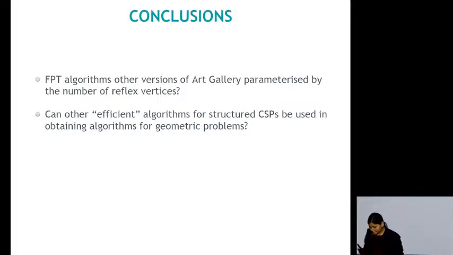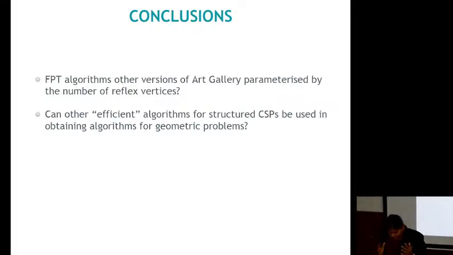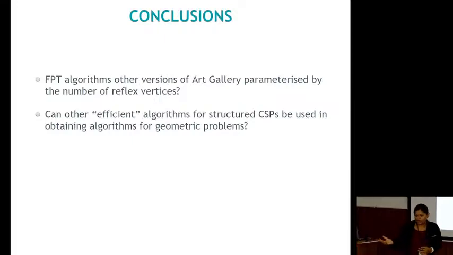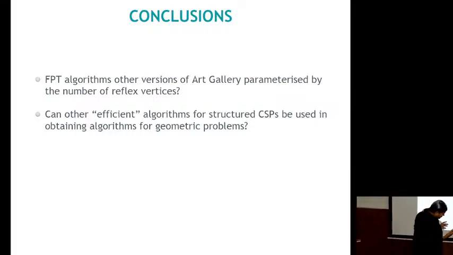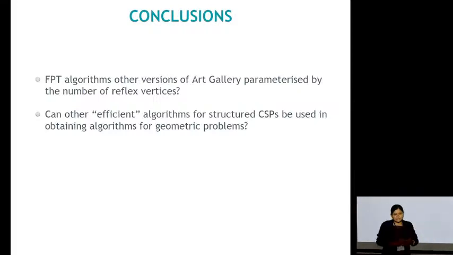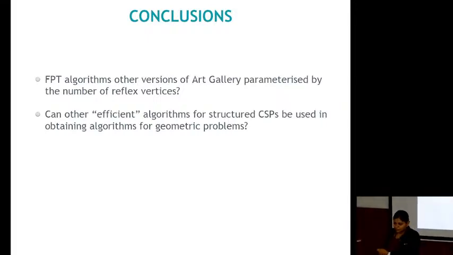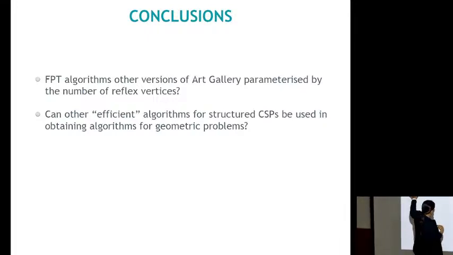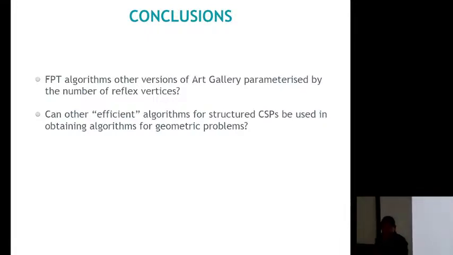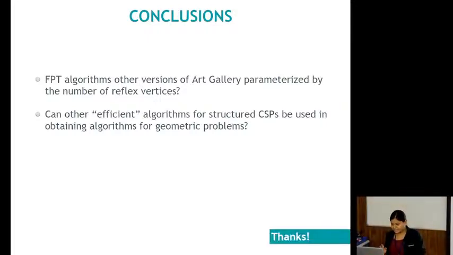Here our version of monotone CSP that we defined was solvable in polynomial time. Maybe you can also work with a slightly harder version of the problem, which has some f of n times poly in the input size time algorithm, where n is the number of variables. Still this approach will work. So can we follow this prototype and obtain more algorithms? And yeah, I'll end here. Thank you.